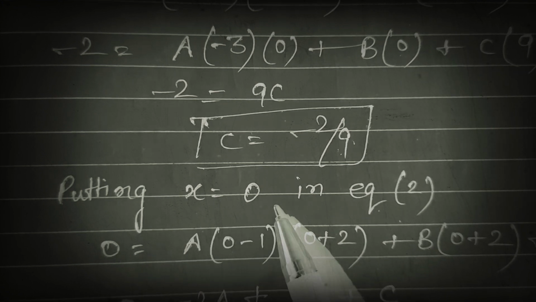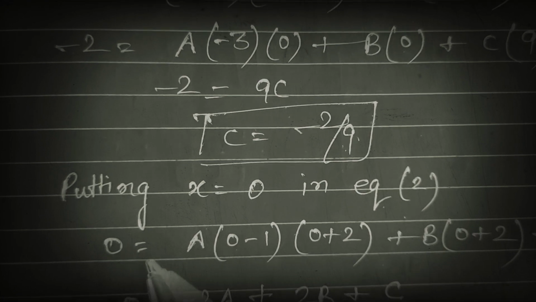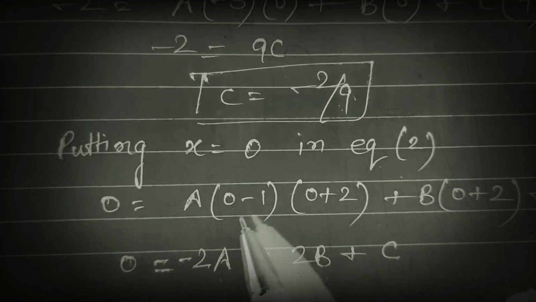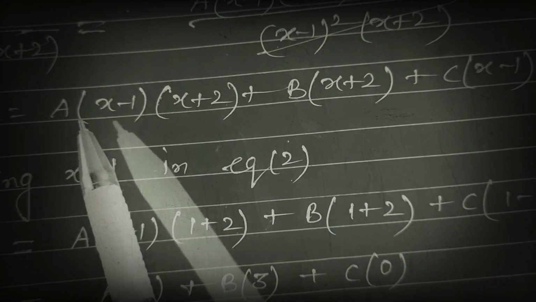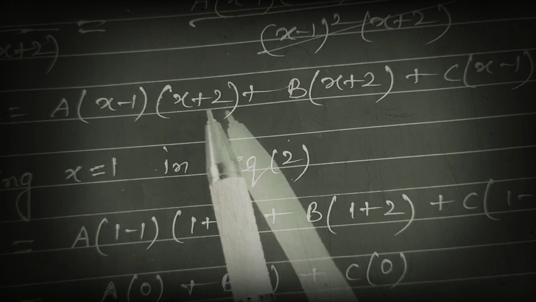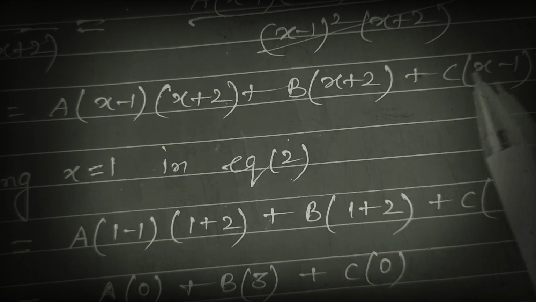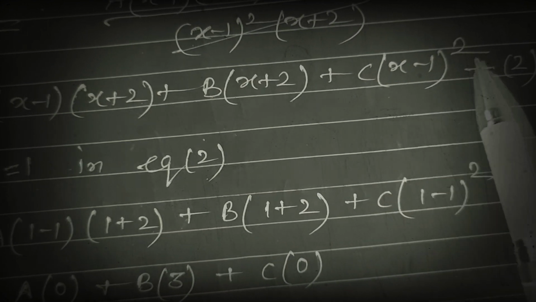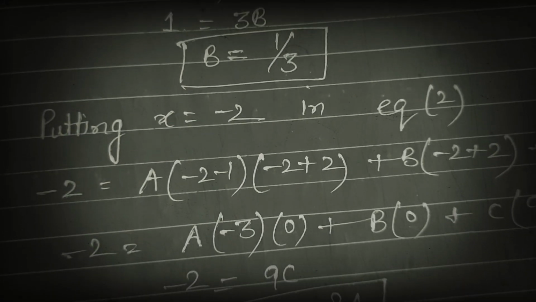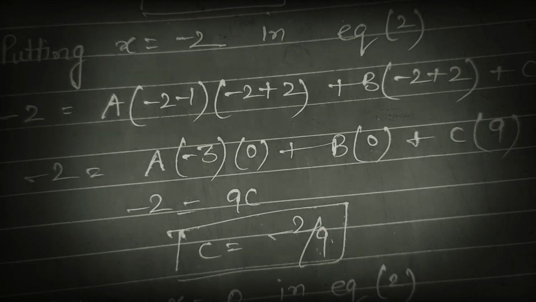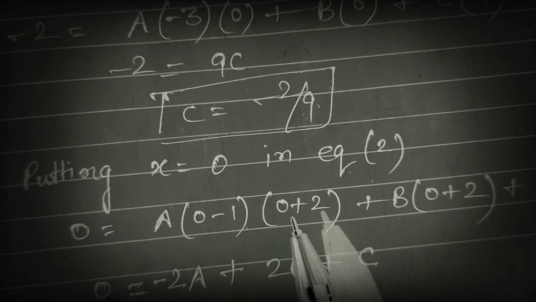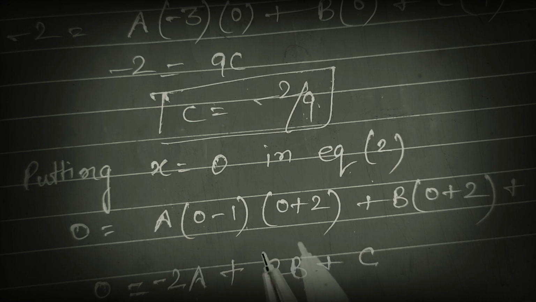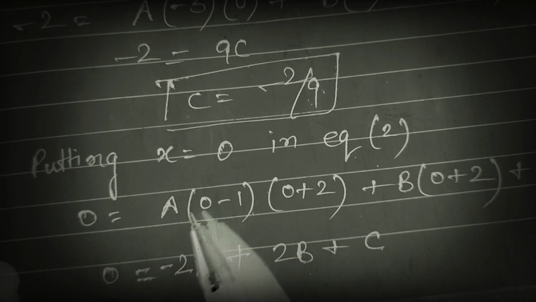So I am putting x is equal to 0 in the second equation. At the place of x we will put 0: 0 is equal to a into 0 minus 1 into 0 plus 2, plus b into 0 plus 2, plus c into 0 minus 1 whole square. So we get a into 0 minus 1, it is minus 1 into 2. It is 2a. Clear? So minus 2a.